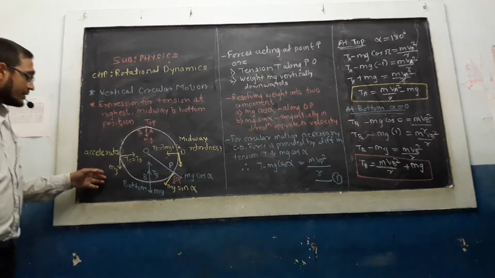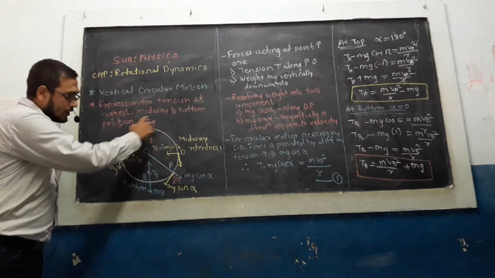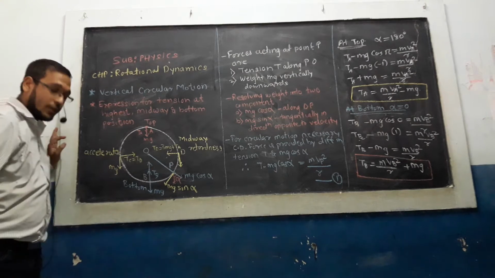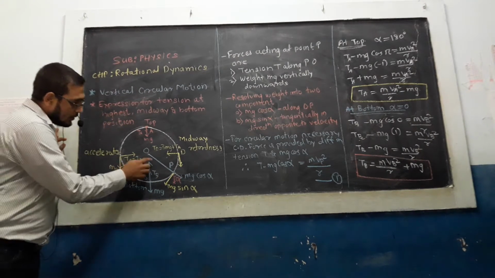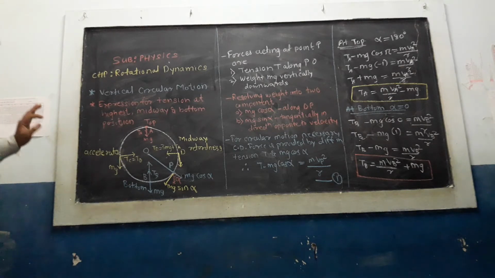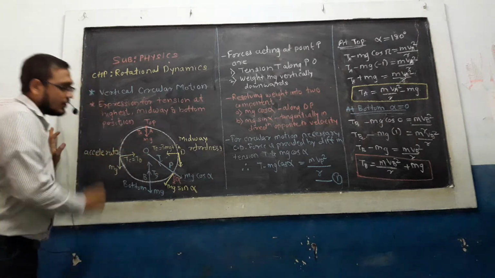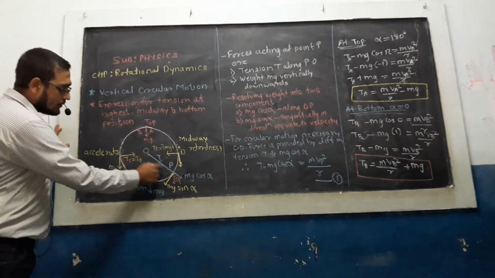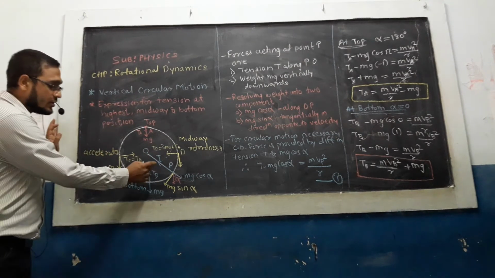Okay, so we have to consider this figure. This is the center. Let a particle perform circular motion. Let the particle be at point P. So OP is a radius. T is the tension in this string OP. OP is a string, then there is a certain tension in this string. That tension is nothing but T.